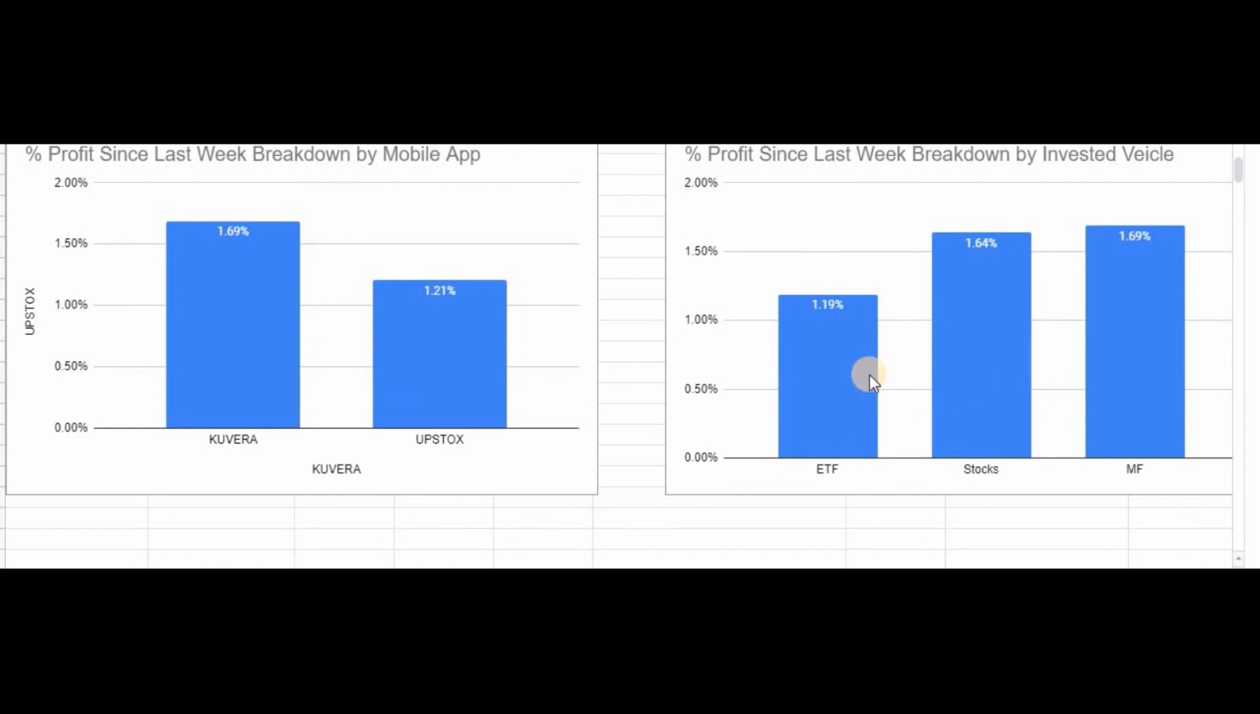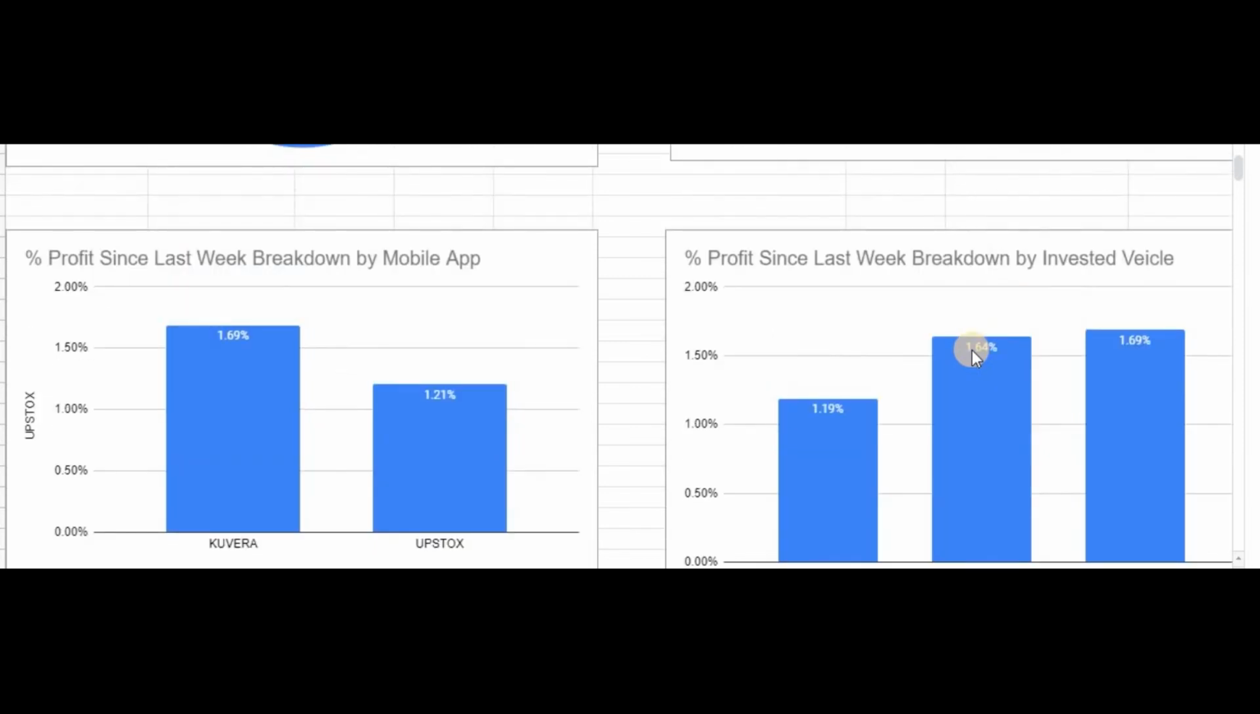Okay, so that's it, friends. This is about my retirement portfolio plan for the period from 21st November to 28th November.